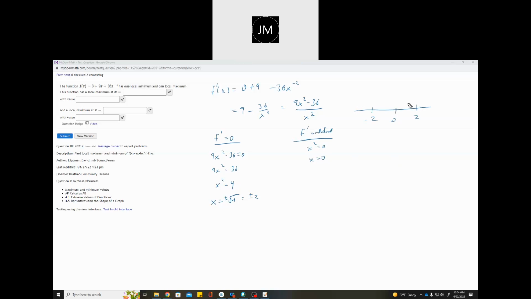Test a number from each of these four intervals into the derivative. Okay, so I'll plug in, say, f prime of negative 3. I'm just plugging this into the derivative that I have, right? So 9 minus 36 over negative 3 squared. I get 5. That's positive, so it's increasing. Put negative 1 in there.